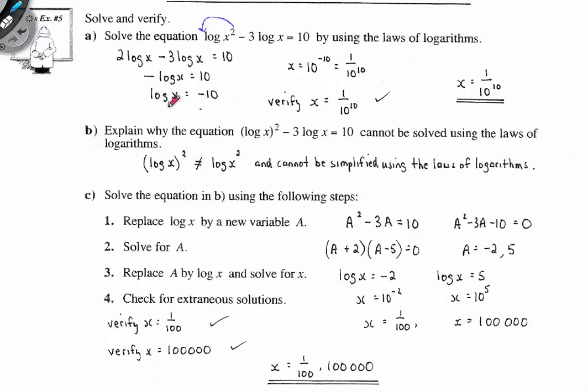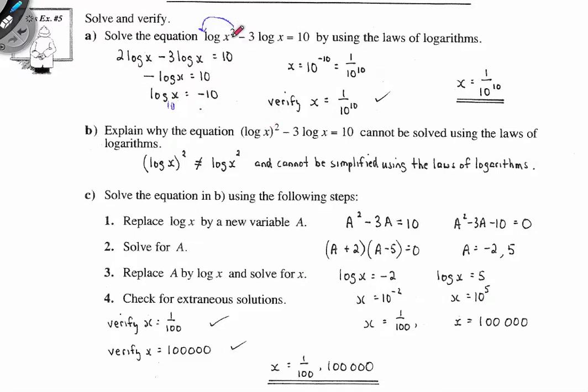This is really base 10, so we can bring the x down and bring the 10 over, bump the 10 up, and we get x is really 10 to the negative 10, or 1 over 10 to the positive 10. Make sure you verify this. It's a positive number. When you log it, squaring it, that's fine. So that works.